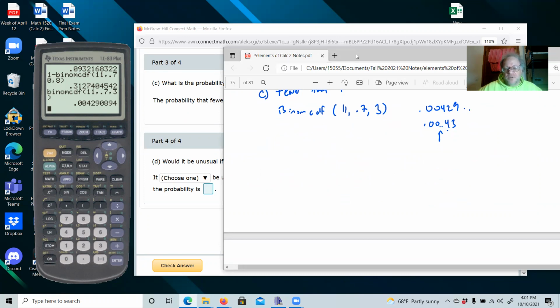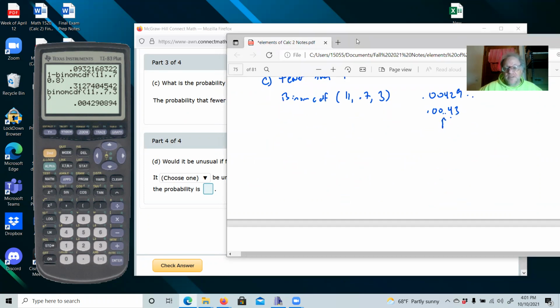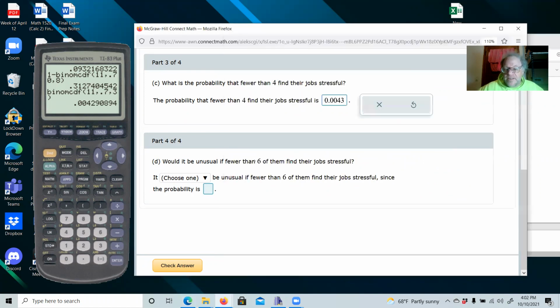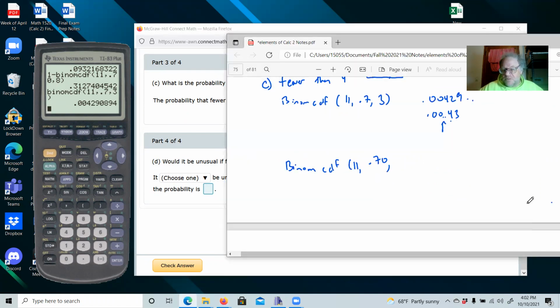Would it be unusual if 6 or fewer? Oh, sorry, not 6 or fewer. Fewer than 6. That would be 5. Okay, so fewer than, we don't need to subtract because we only have to do that for more than. So we want binomcdf. We have 11 total. We have a 70% chance of success, and we want fewer than 6. What numbers are fewer than 6?